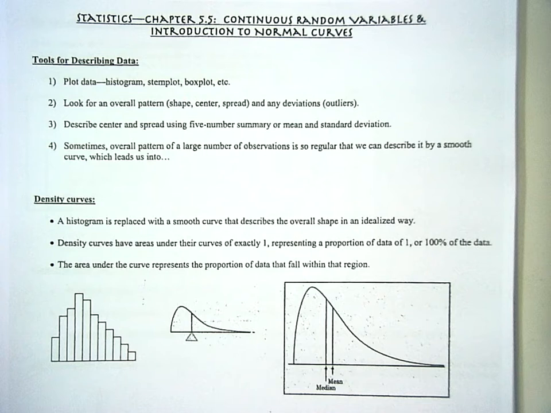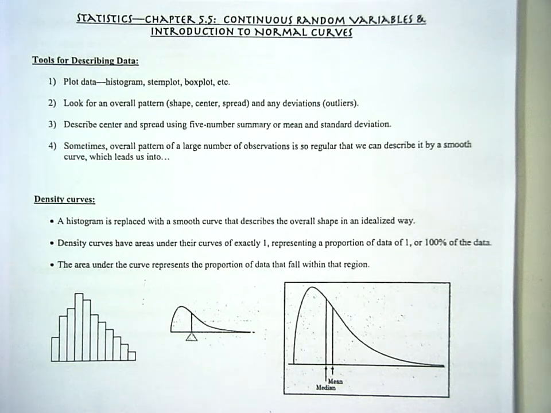Okay, we also can recognize any deviations, any outliers that really don't fit the rest of the data. So we can describe our center, again, many different ways, mean, median, mode, and our spread. So this could be our standard deviation, this could be the IQR, etc., and we have choices. So 5-number summary or mean and standard deviation. So sometimes the overall pattern of a large number of observations is so regular that we can really just describe it by a smooth curve.